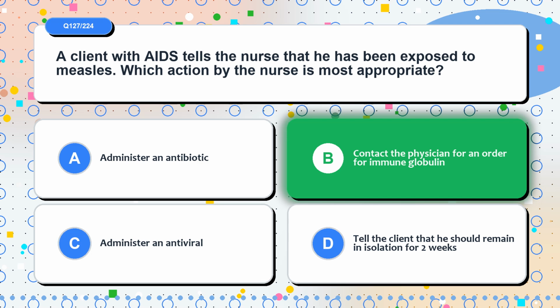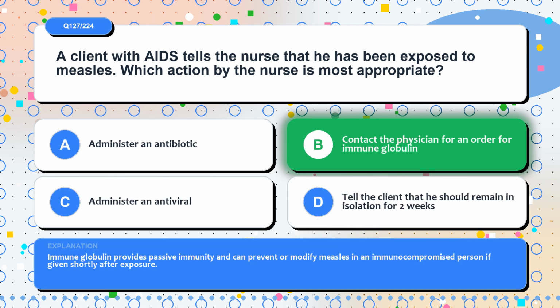The correct answer is option B. Contact the physician for an order for immune globulin. Immune globulin provides passive immunity and can prevent or modify measles in an immunocompromised person if given shortly after exposure.